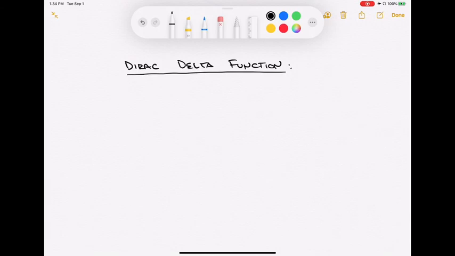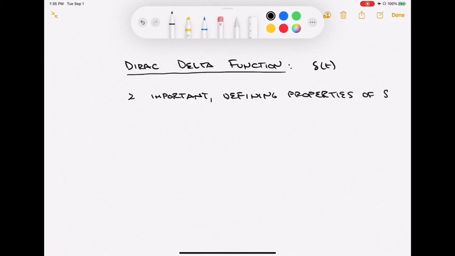A Dirac delta function, notationally, I'm just going to use the Greek character delta, and it is a function of time. So we're going to denote this function delta t. There are two important properties associated with delta t, and we might say defining properties of this delta function.